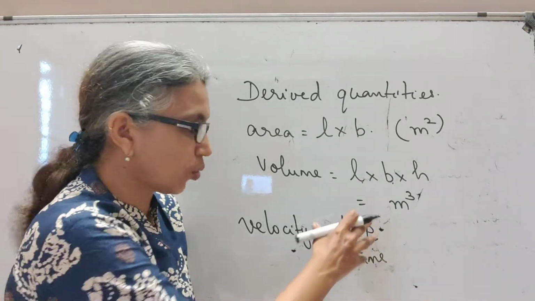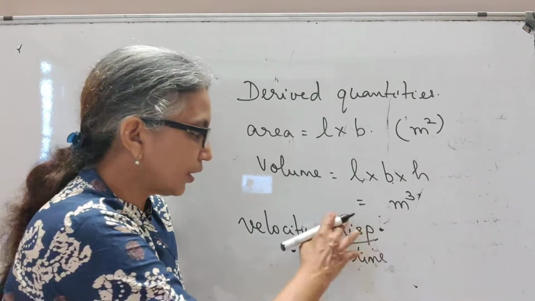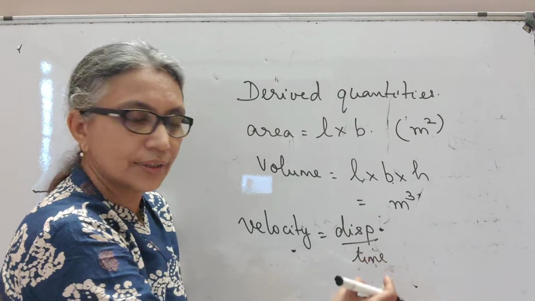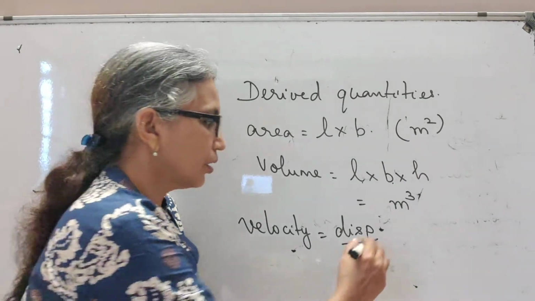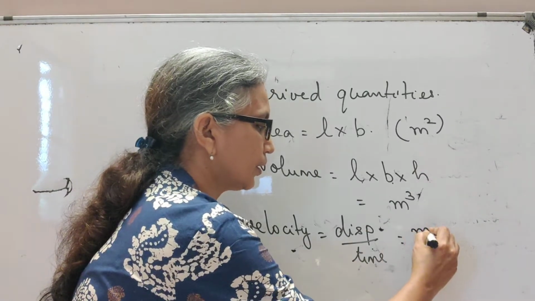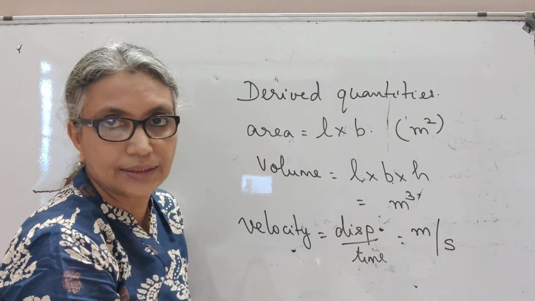Displacement is the base quantity length. Time is also a base quantity. So by dividing these two base quantities, you get what we have as velocity, which is a derived quantity. So this will be displacement in meters divided by time. So its SI unit will be meter per second.